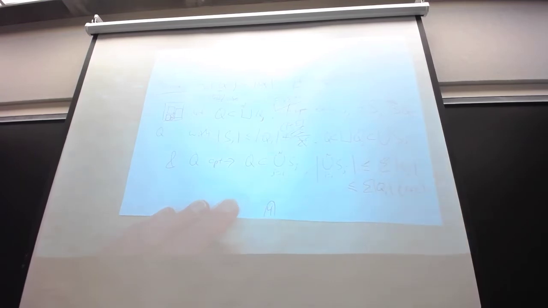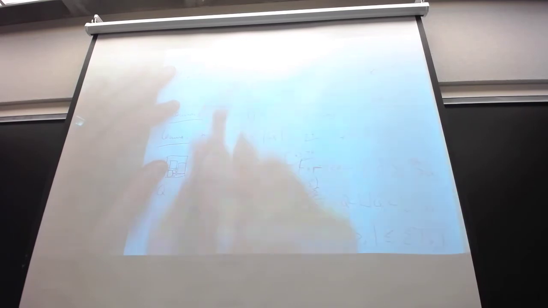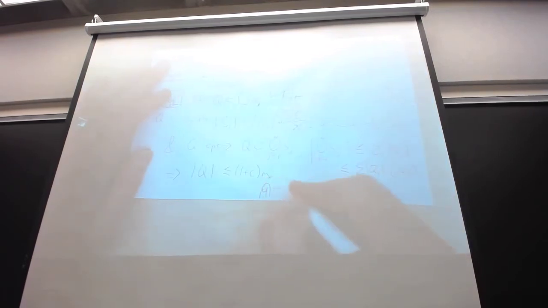And what we've shown, since this contains Q, is that this infimum is at least the size of Q times 1 plus epsilon. So the size of Q is a lower bound for 1 plus epsilon times this exterior measure.